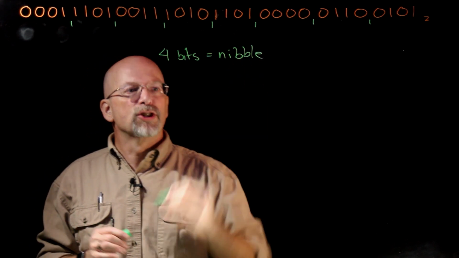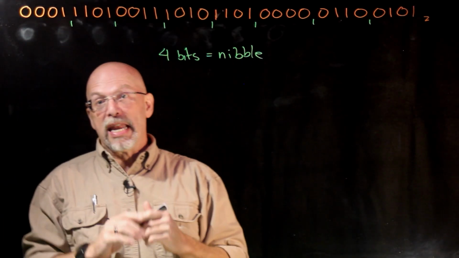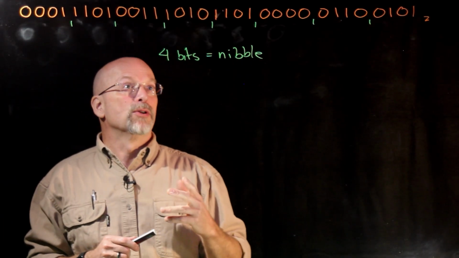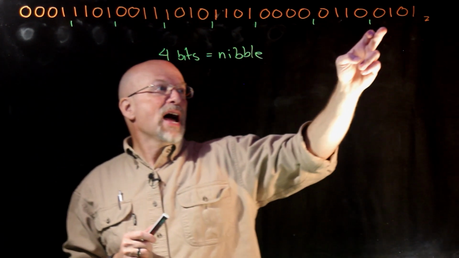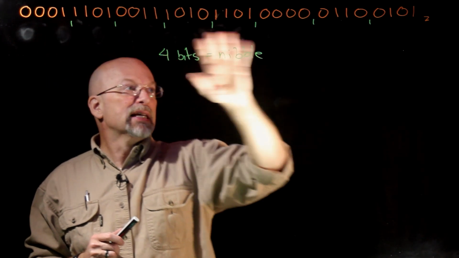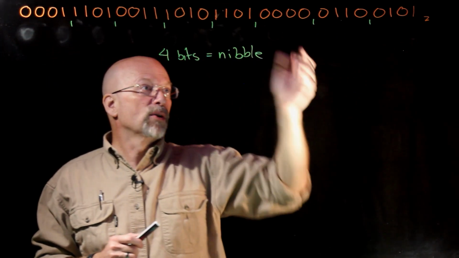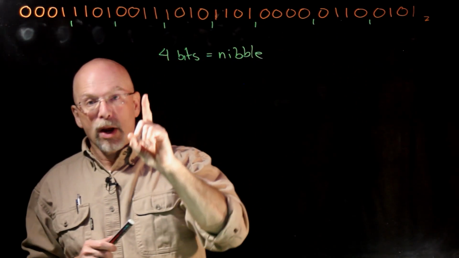This terminology is very common. 4 bits is a nibble. All right. And you'll hear me using that over and over again throughout this lecture. So I now have 8 nibbles. This 32-bit value has been broken up into 8 nibbles. Now, 1 nibble, 4 bits.